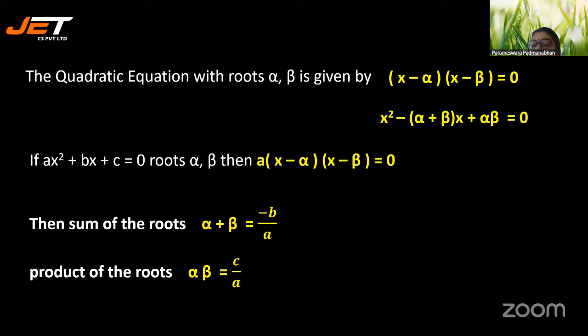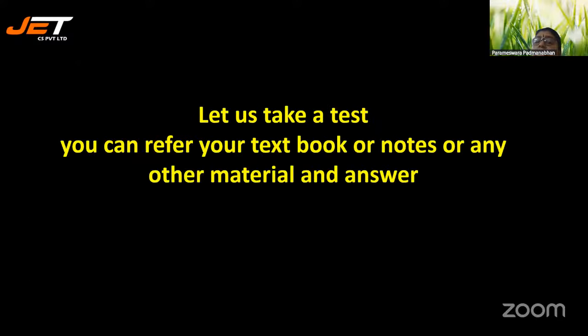So what is minus b by a? It is the coefficient of x divided by the coefficient of x square, isn't it? And how about the product of the roots? Alpha beta is c by a. What is c? The constant. Constant divided by the coefficient of x square. All right. Now let us take a test.